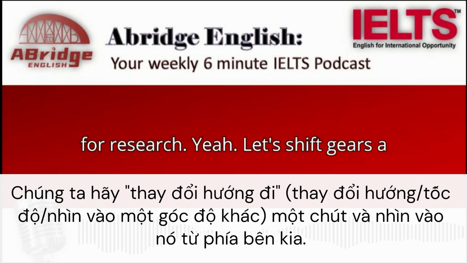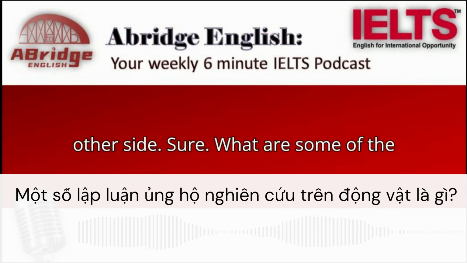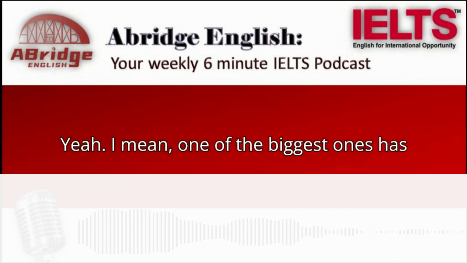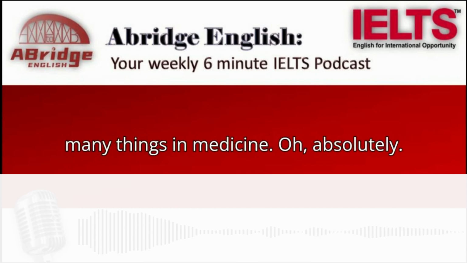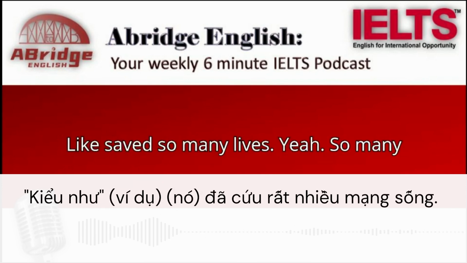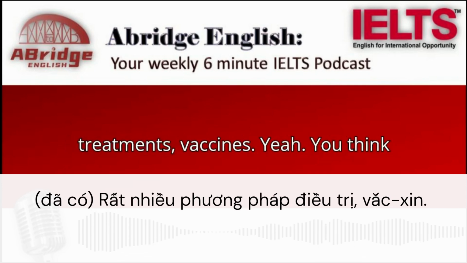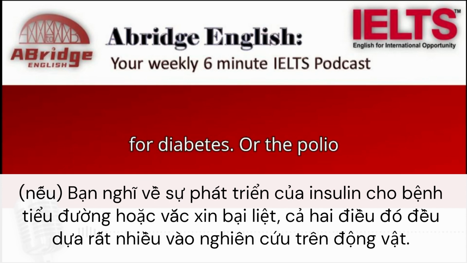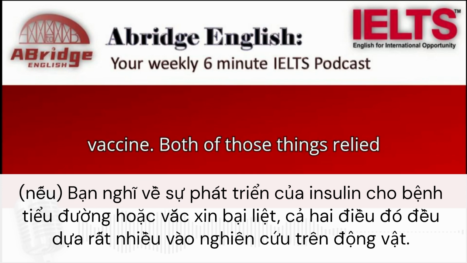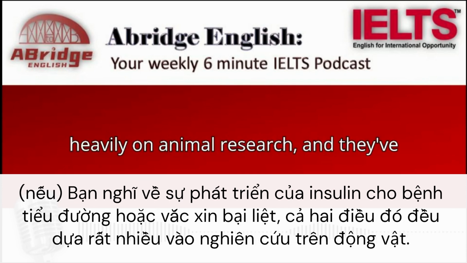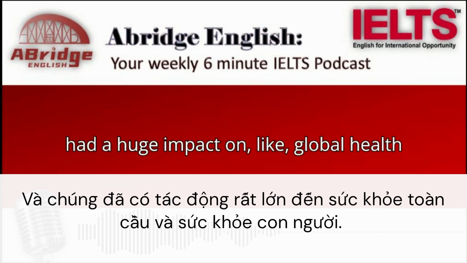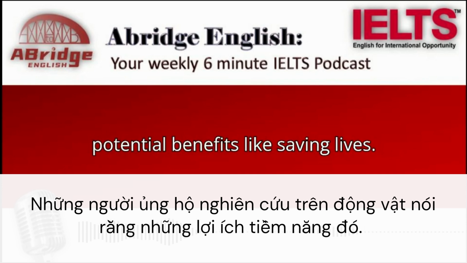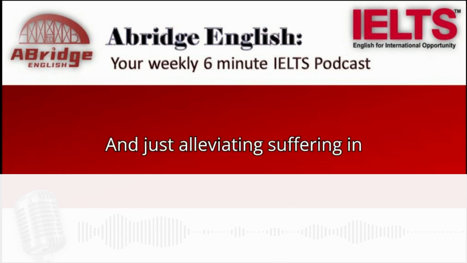Let's shift gears a little and look at it from the other side. What are some of the arguments in favor of animal research? One of the biggest is that it's helped us develop so many things in medicine and saved so many lives. So many treatments and vaccines. Think about the development of insulin for diabetes or the polio vaccine. Both relied heavily on animal research, and they've had a huge impact on global health and human health.